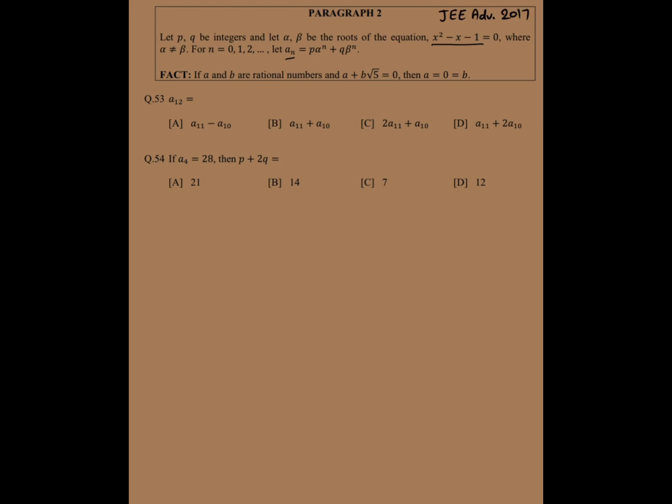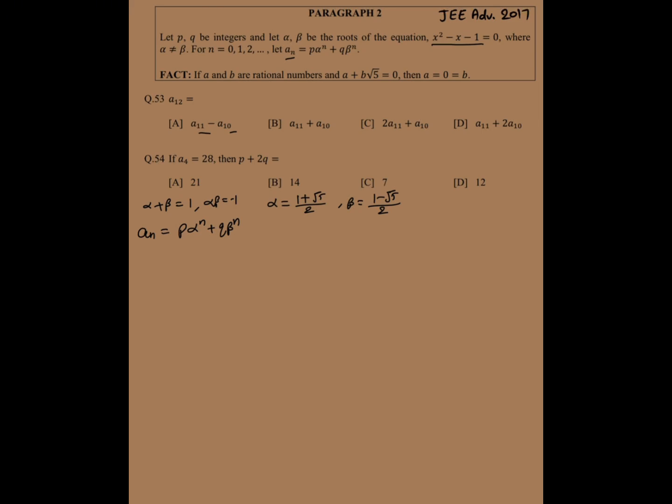First of all, we will find all the information about alpha and beta from this equation. The sum of roots, alpha plus beta, is 1, and alpha beta is -1. We can also find alpha and beta: let's assume that alpha is (1 plus root 5) by 2 and beta is the minus part. Now we see that to find an expression for A_n, we have to find the powers of alpha and beta.